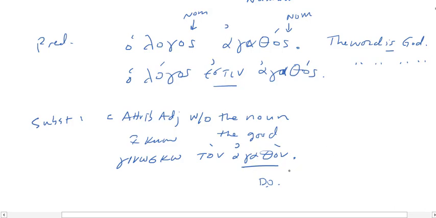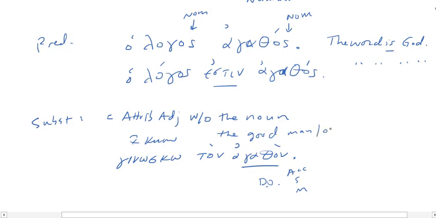What gender and number is that? Ton agathon. Masculine. Yeah, so this is accusative, singular, masculine, right? So it's a masculine singular adjective functioning as a noun. So what might I add as my extra little filler word to make good English sense? I know the good man.